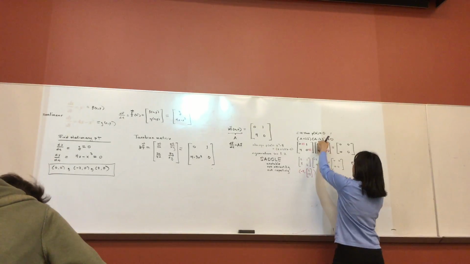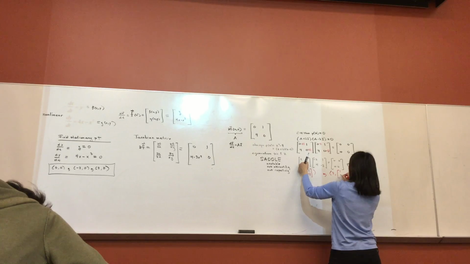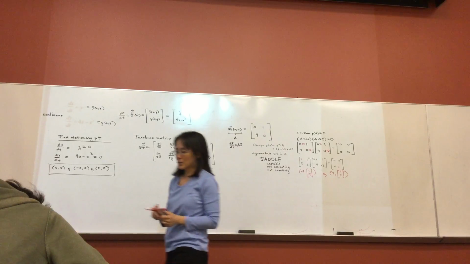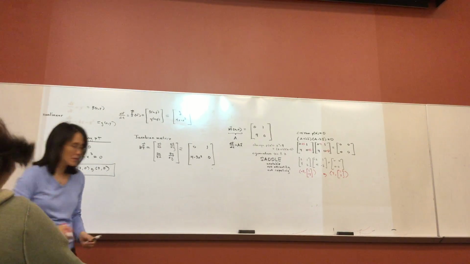Eigenpair for this side? 2. What's the eigenvector? 1, 2. There you go. Okay, so then you can write down your lines. Does everybody understand that?